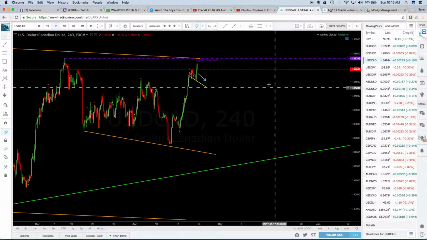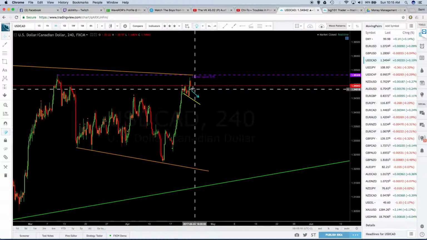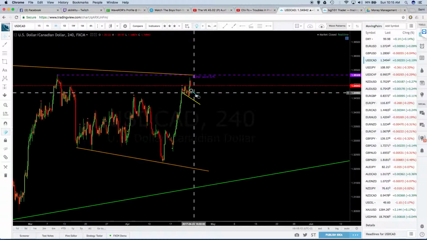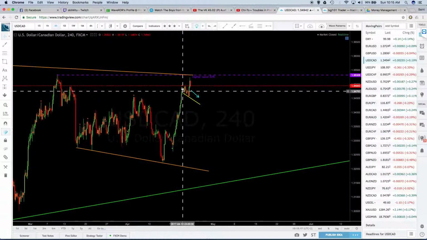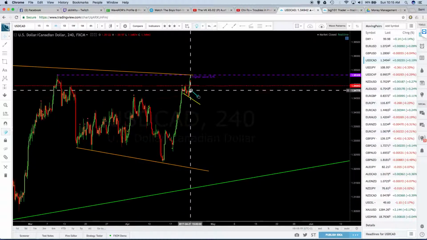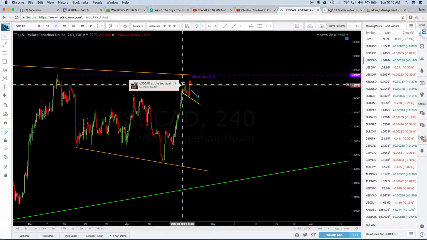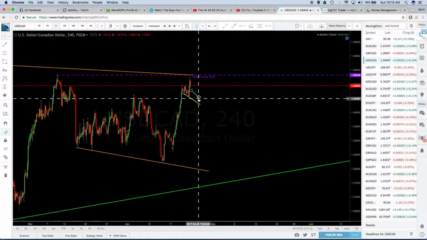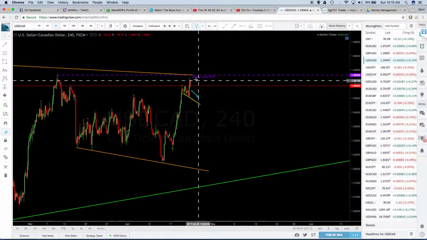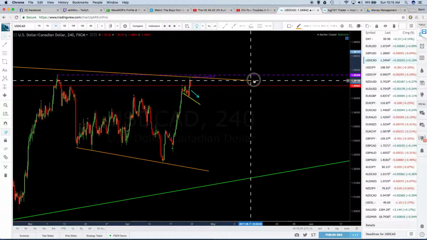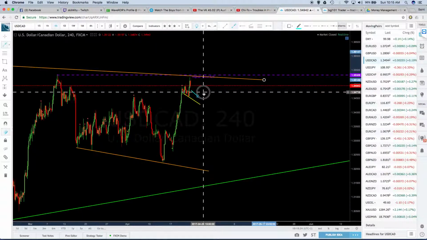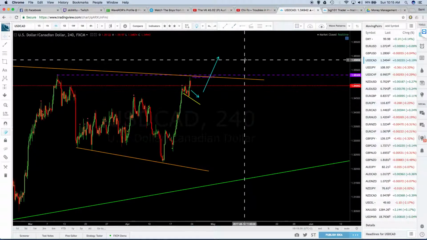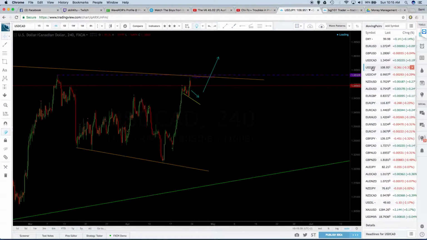USD CAD. For US dollar weakness, CAD will move down. It should form some type of pattern. Right now, it's not really in a pattern. It's kind of a little flag, but not necessarily. But I'm still looking for USD CAD to move down more, then to push out of this pattern, which will give the dollar strength.